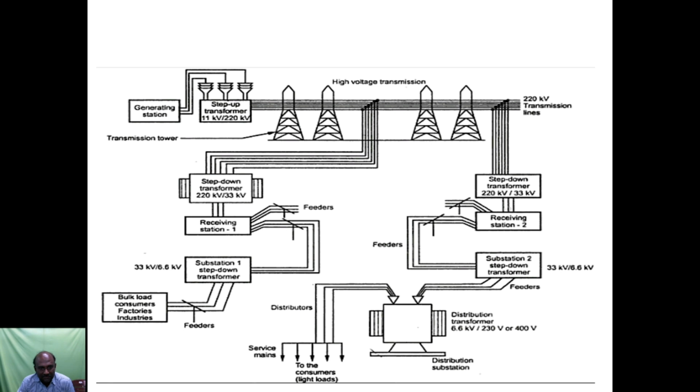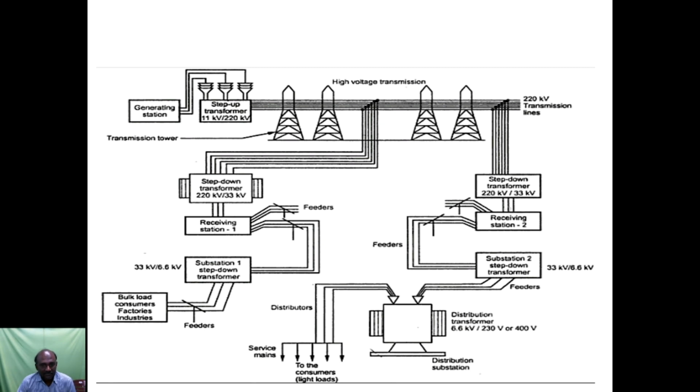Next to that, we have the distribution transformer. Using transformers, we further step down from 6.6 kV to 230 or 400 volts. If it is single phase, it is 230. If it is three phase, it is 400 volts. And the distributors are connected to various service lines according to the loads, light loads or industrial loads, and we can distribute the power through these distributors.